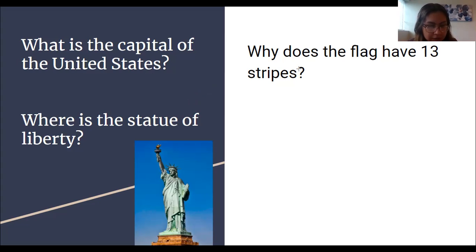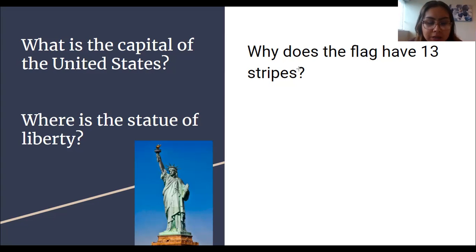So moving on to question 96, we have, why does the flag, the United States flag, have 13 stripes? The acceptable answers include because there were 13 original colonies, and because the stripes represent the original colonies.